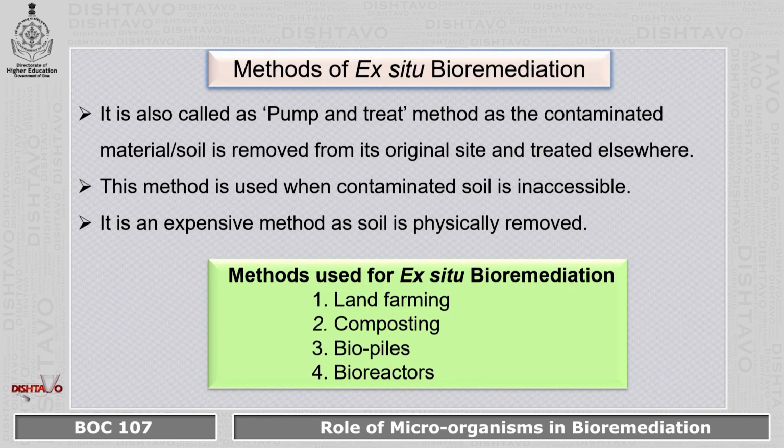Now, ex situ bioremediation is also called the pump and treat method. Here, contaminated material is removed from its original site and treated elsewhere. This method is used when contaminated soil is inaccessible. It is an expensive method as soil is physically removed. Different methods of ex situ bioremediation are land farming, composting, biopiles, and bioreactors.